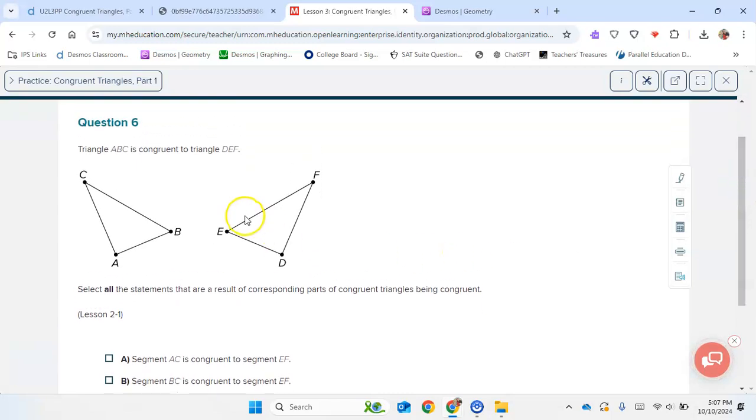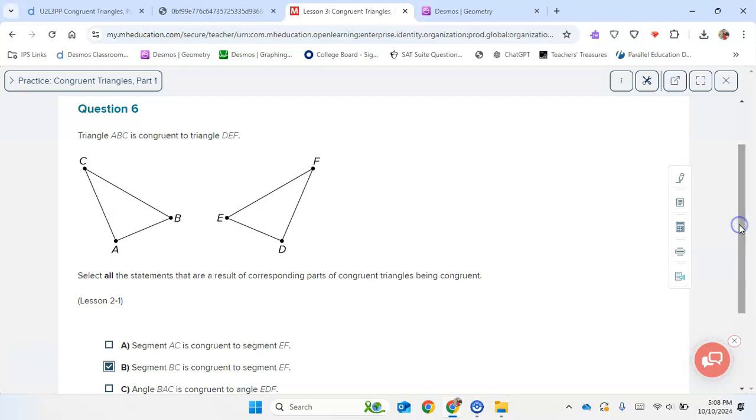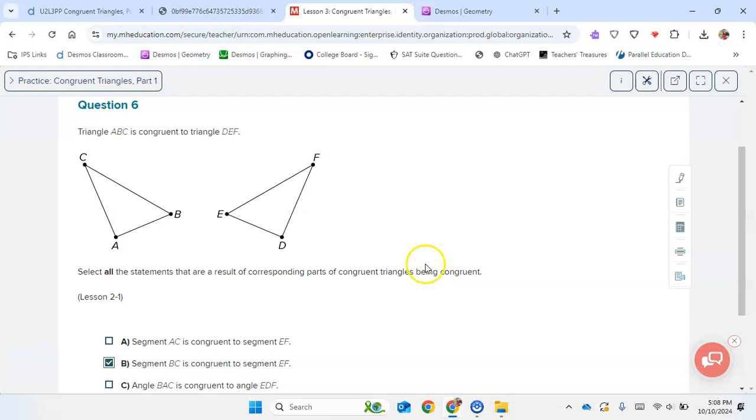BC is congruent to EF. That's true. BC last two letters, EF last two letters. BC is the longest side, EF is the longest side. Angle BAC is congruent to angle EDF. That is true. BAC, EDF.